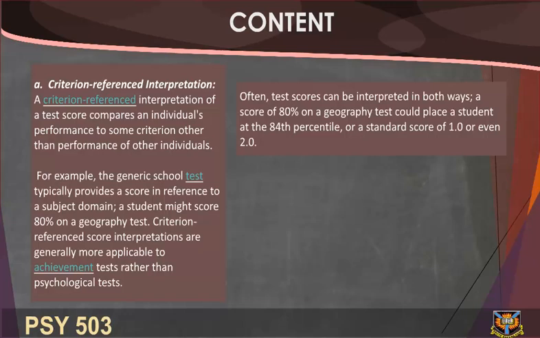Often, test scores can be interpreted in both ways. A score of 80% on a geography test could place a student at the 84th percentile, or a standard score of 1.0 or even 2.0.